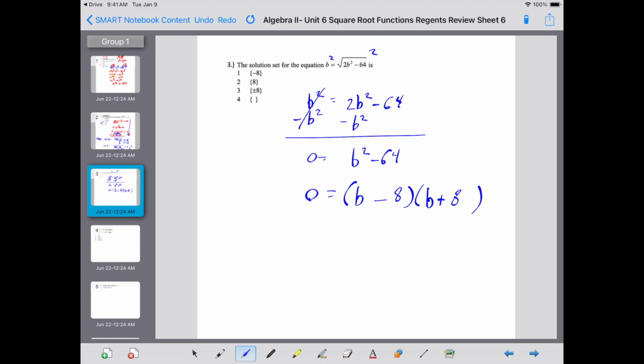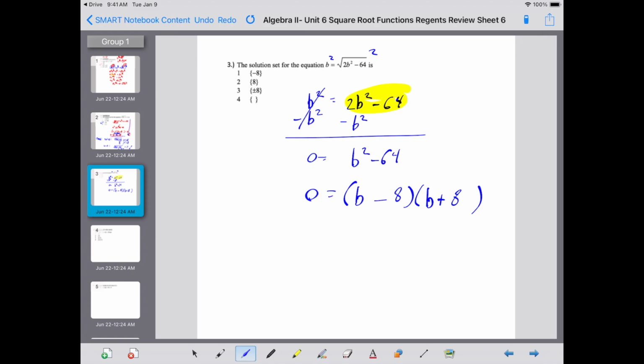If you didn't want to factor it, it's not a trinomial, so actually you could have just solved. You could have added 64 and then taken the square root. And when you take the square root of an unknown, you have to remember plus or minus, right? Or you could factor, or you could use the quadratic formula. If you use the quadratic formula, you know your a is 1, your b is 0, and your c would be negative 64, right? So just keep in mind you have different options.